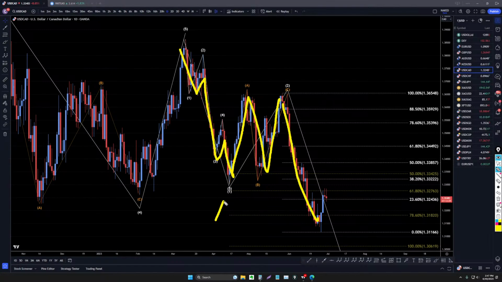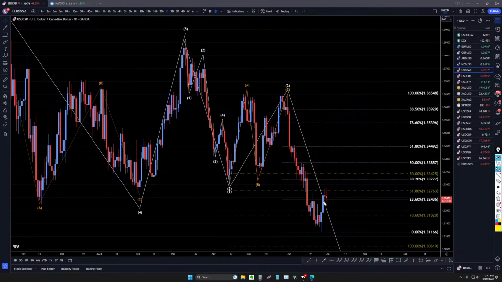Like I was saying the other day, there is a possibility that this could be an ABC correction and it could just go up from here. That definitely is a possibility, but looking at the dollar index, I still think that it is probably more likely that it is going to go down.